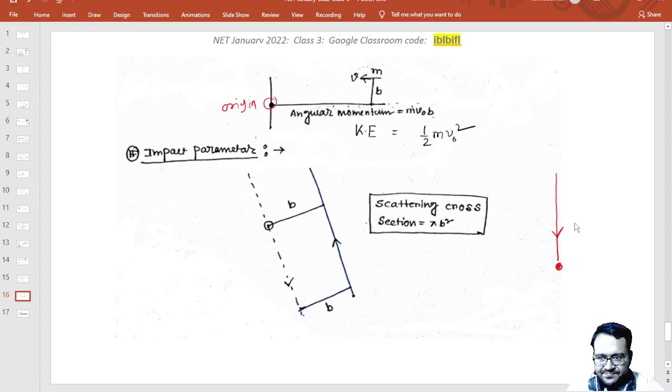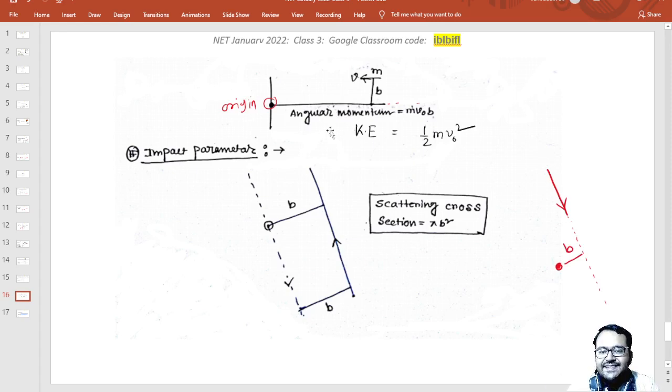Everything gone. Good, perfect. So if something is coming directly towards you, then there is no impact parameter. If something is coming towards you but it is not going to hit you, then you just extrapolate the distance, and this is your b.